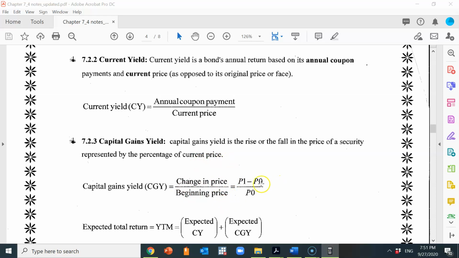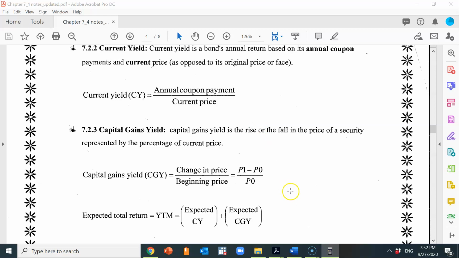It is the price of the bond after year, P1, minus P0, the current price, divided by P0. This is the rate of return you earn because of the price increase or decrease of the bond. So you are making return after purchasing the bond because you receive coupon payments. That's why you have current yield. Also, because the bond price may increase, you would have capital gains yield. So current yield is coupon divided by current price. Capital gains yield is the change in price divided by current price.